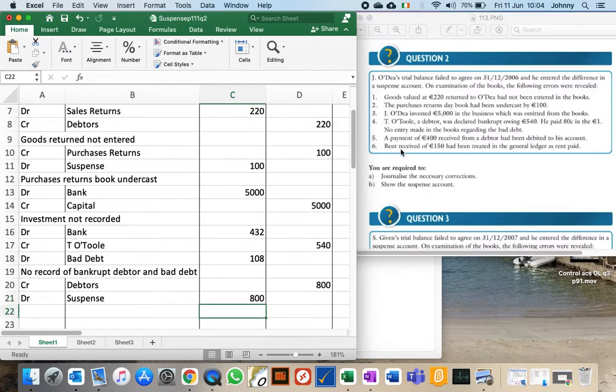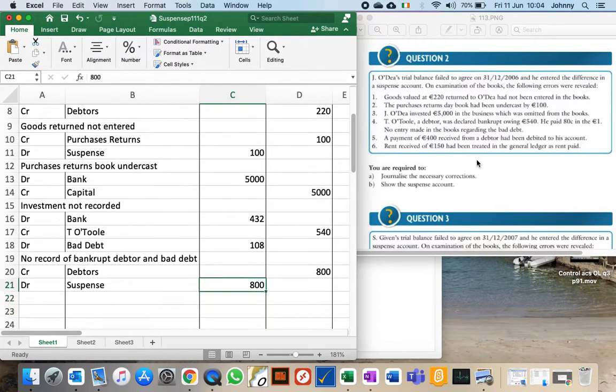And finally, rent received 150 have been treated in the general ledger as rent paid. Okay, so always have to put in this here. So payment on wrong side of debtor's account.